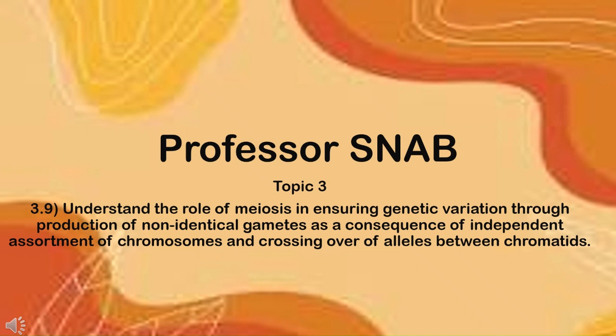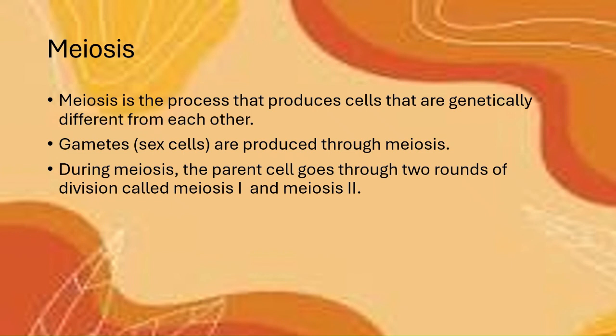So today we're understanding the role of meiosis in ensuring genetic variation through the production of non-identical gametes as a consequence of independent assortment of chromosomes and crossing over of alleles between chromatids. Meiosis is the process that produces cells that are genetically different from each other. So the cells are not identical, and gametes are produced through meiosis. During meiosis, the parent cell goes through 2 rounds of division called meiosis 1 and meiosis 2.